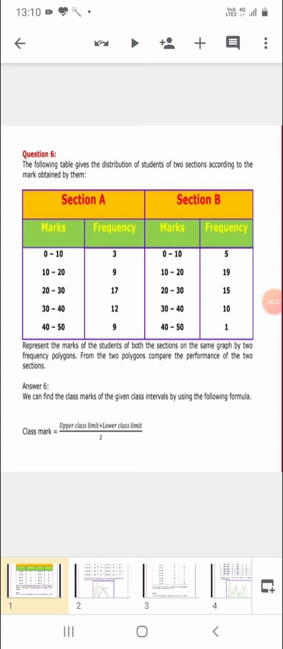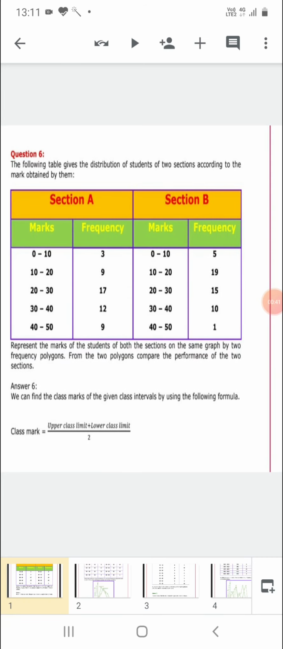Now, in the previous questions, we have been given the data of a single category. Now, the data has been given to us about two sections in the same question. So we will move with the same method. Nothing is different in this. What you have to do is first calculate the class marks for section A and then section B. The class mark, you all know, is upper limit plus lower limit by 2.